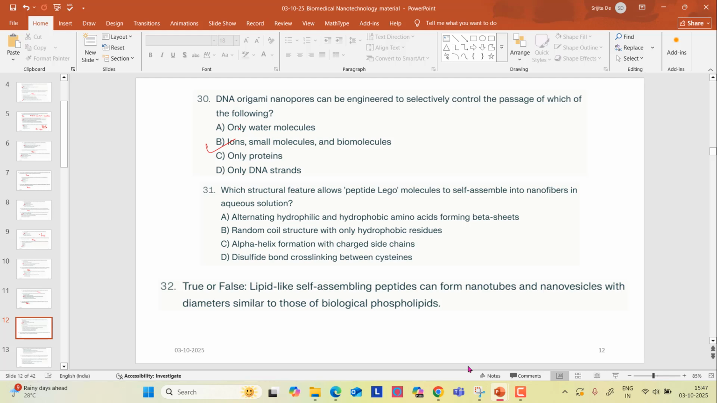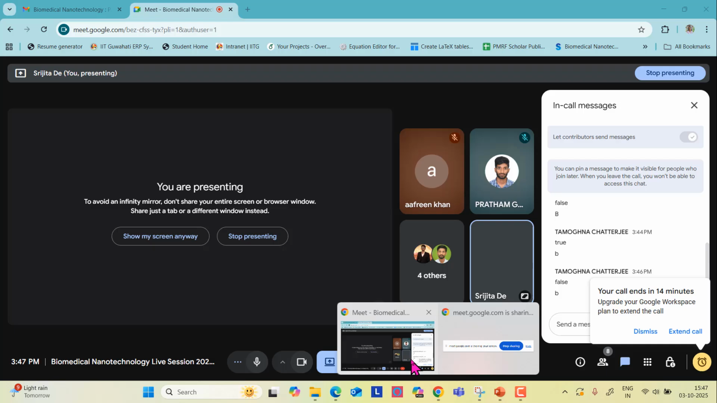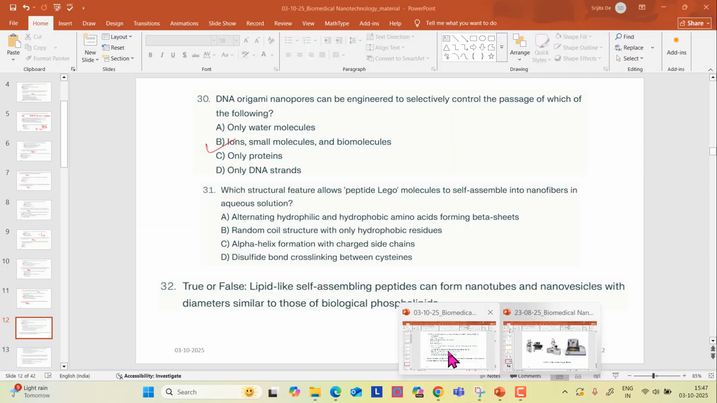Which structural feature allows peptide Lego molecules to self-assemble into nanofibers in aqueous solution? Alternating hydrophilic and hydrophobic amino acids forming beta sheets, random coil structure with only hydrophobic residues, alpha helix formation with charged side chains, or disulfide bond cross-linking between cysteines. Yes, it is option A.